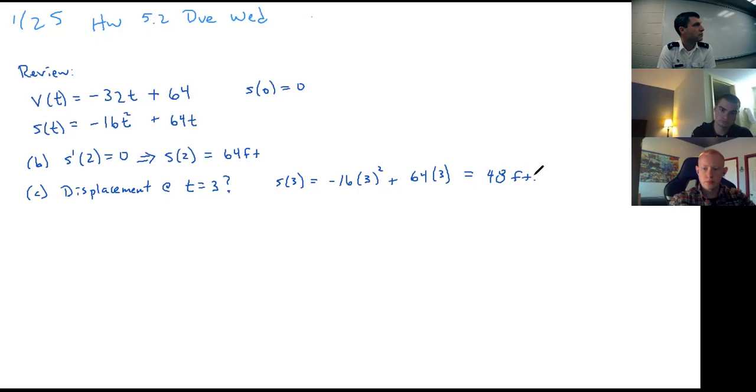Everybody all right with that? So that's what the displacement is. In this case, the ball has gone up to its peak at 64. It's begun to fall back down, and it's fallen back down for 1 second. And now it's at a height of 48 feet. Pretty good.